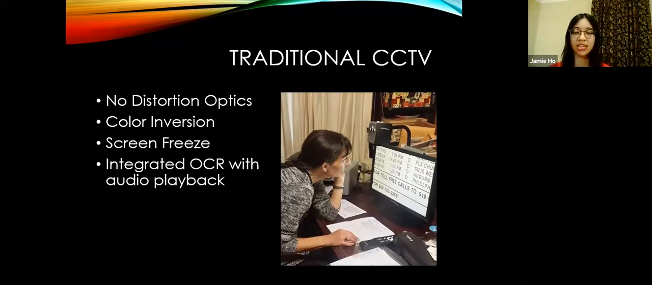So color inversion is very helpful for some of my patients. We can do a screen freeze. This is good for my patients, especially if their hands are not steady and they're trying to hold something. They might just snap a picture of it and then they can zoom it in, zoom it out, use the magnifier function later. Some of these CCTVs can now integrate with optical character recognition, so it can literally read everything to you and play it back to you in audio form.